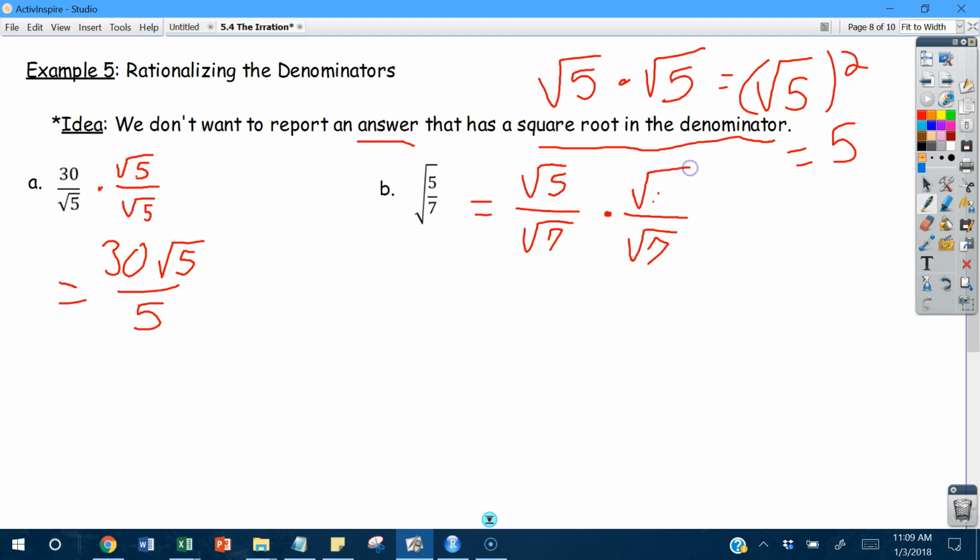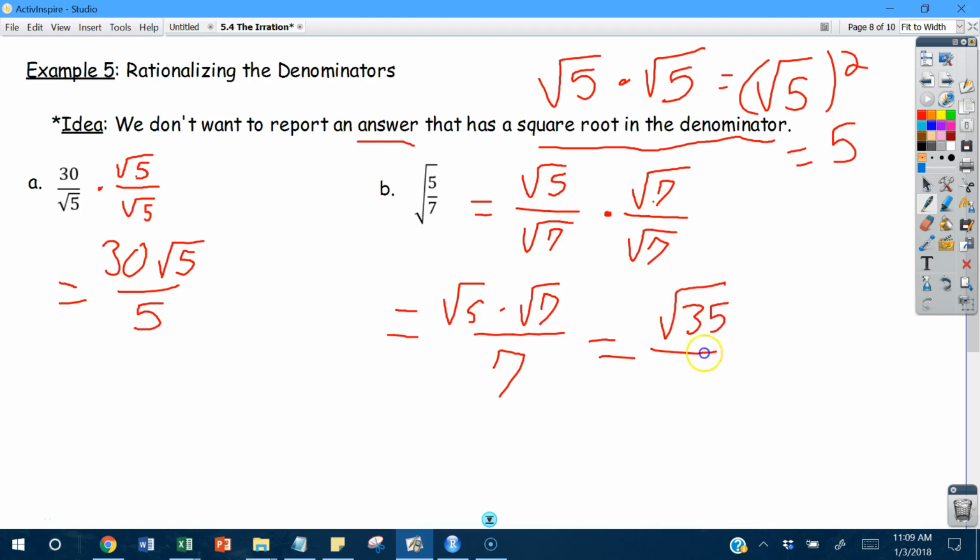But then we'll also have to multiply the numerator times the square root of 7, just to make sure we haven't actually changed the number. We're multiplying by something over itself, which is really just 1. We haven't changed anything. So when we do that, our denominator becomes 7, and our numerator becomes the square root of 5 times the square root of 7, which we can use our product rule then to call that the square root of 35 divided by 7. And that's about as simple as that one gets.